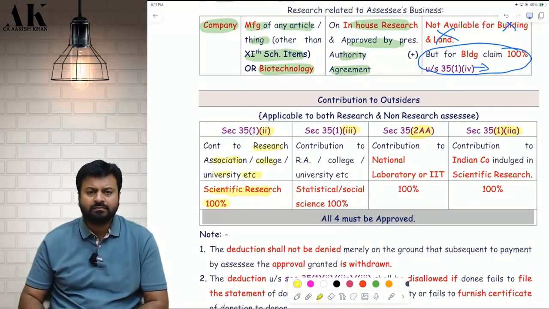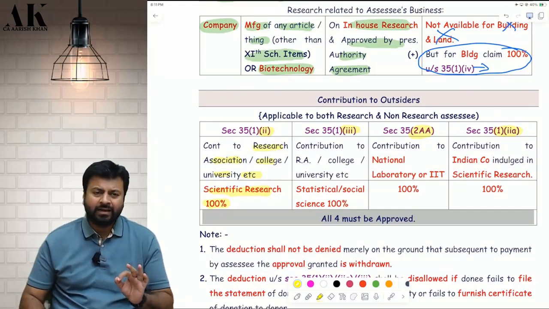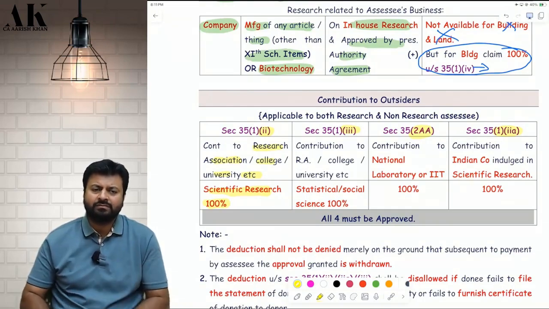In the exam, it will be very clearly written that the SSC has given a donation of 10 lakh rupees to a research association engaged in scientific research. So you should write that 100% deduction is allowed.